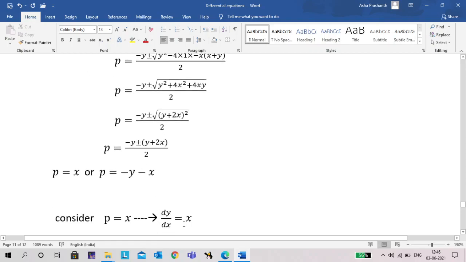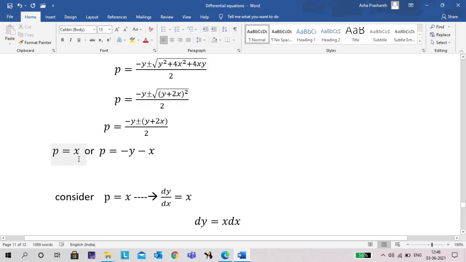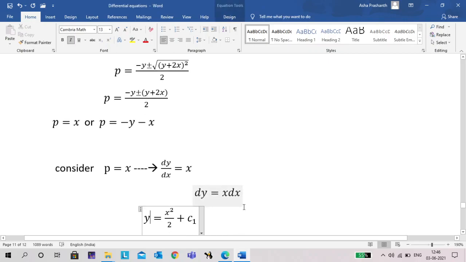Then we need to find the solution. So I am going to consider the first term, p is equal to x. p is nothing but dy by dx. So dy by dx is equal to x. This comes under variable separable form, so we can easily separate the x term on one side and the y term on the other side. This dx goes to this side, so dy is equal to x dx. After separating the terms, apply the integral on both sides. Then y is equal to x square by 2 plus c, or you can write c1 or c.